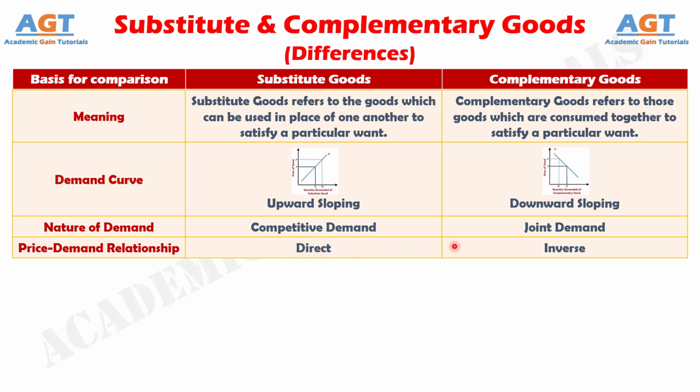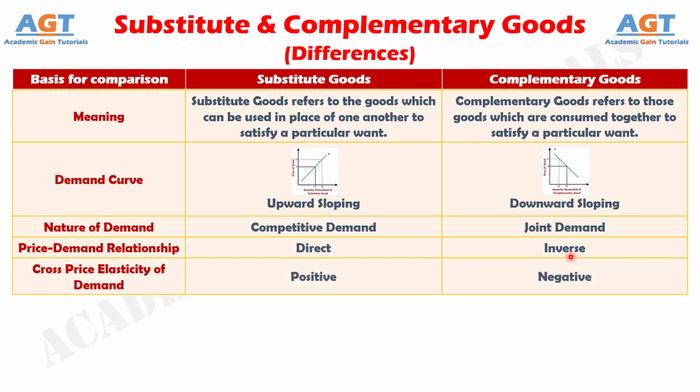On the other hand, when a reduction or hike in the price of a related good results in an increase or decrease in the quantity demanded of the main product, then the goods are said to be complements. Hence, complementary goods have an inverse price and demand relationship.